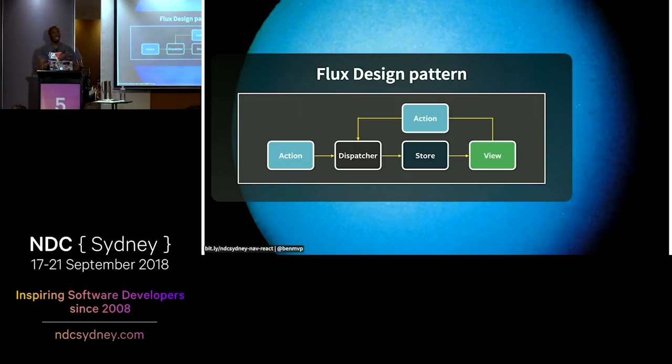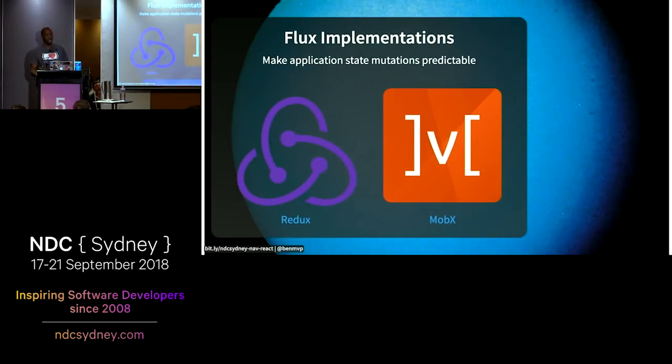So I'm not going to go into the detail of how it works. It's basically just another unidirectional way to ensure how your data is updating and how to read the data. But it just makes the mutations of your data predictable. There are two main implementations of the Flux pattern that exist. There were plenty in the beginning, but now it's just Redux and MobX.